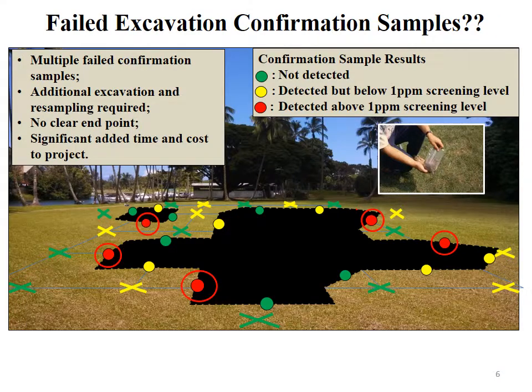So in this example, we've excavated out the contaminated soil that was identified during the initial investigation, and we collected confirmation samples around the perimeter of the excavations.